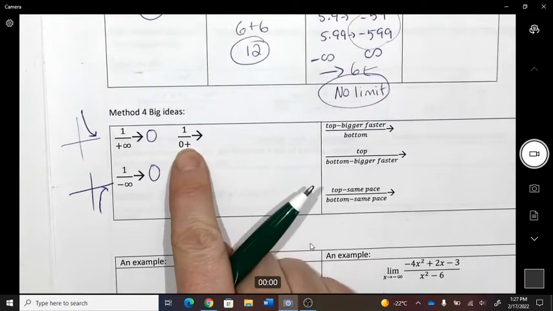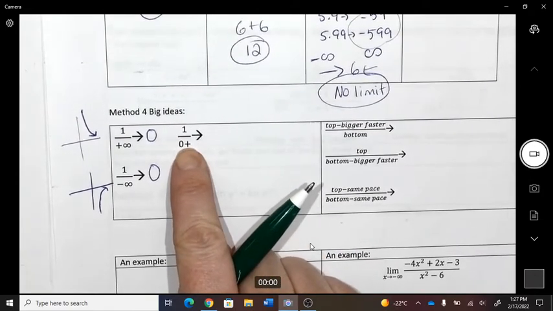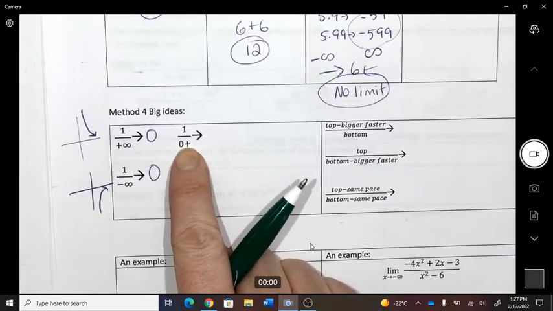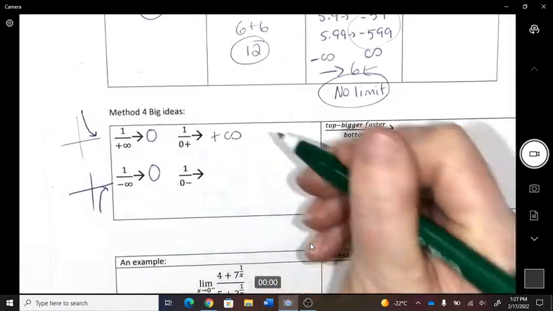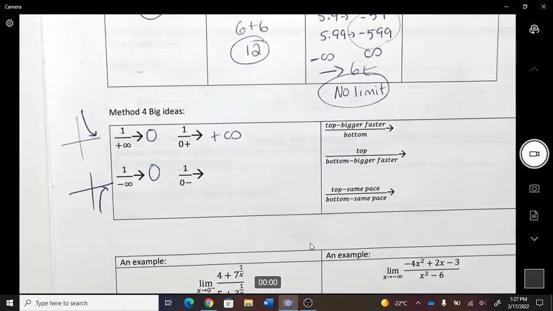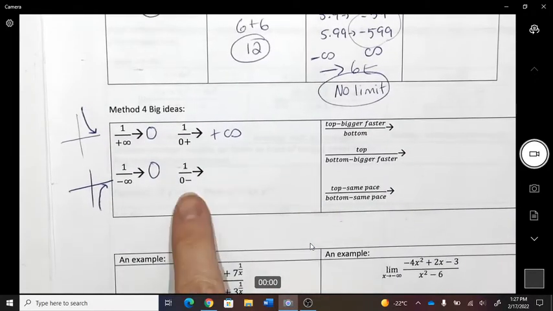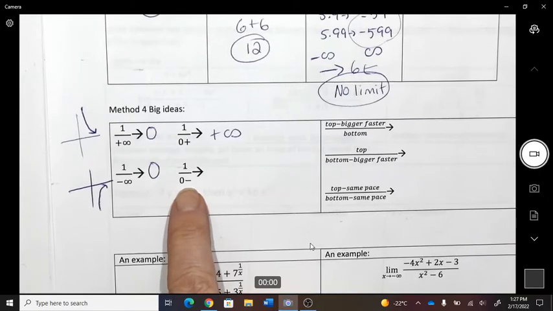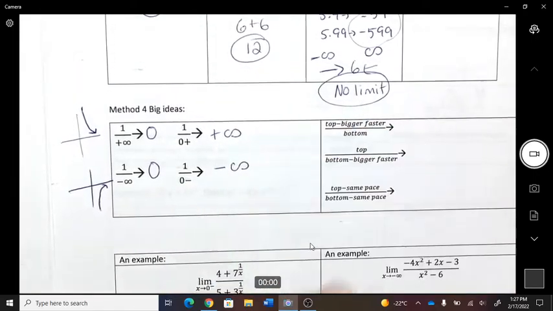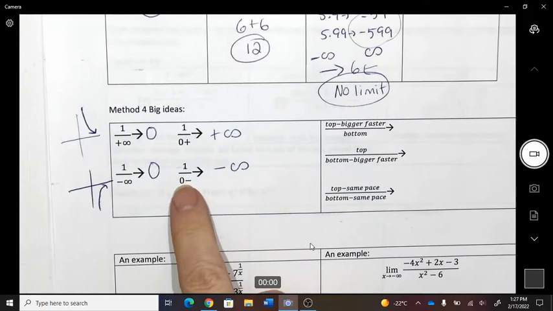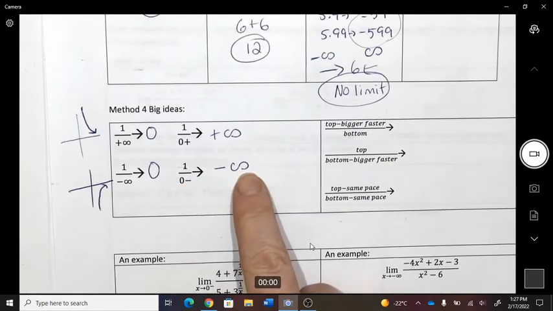Okay, here, if my bottom is going to 0, so if my bottom gets smaller, smaller, smaller, I get bigger, bigger, bigger. If my bottom goes to 0, I go bigger. If my bottom's getting smaller, I go bigger.